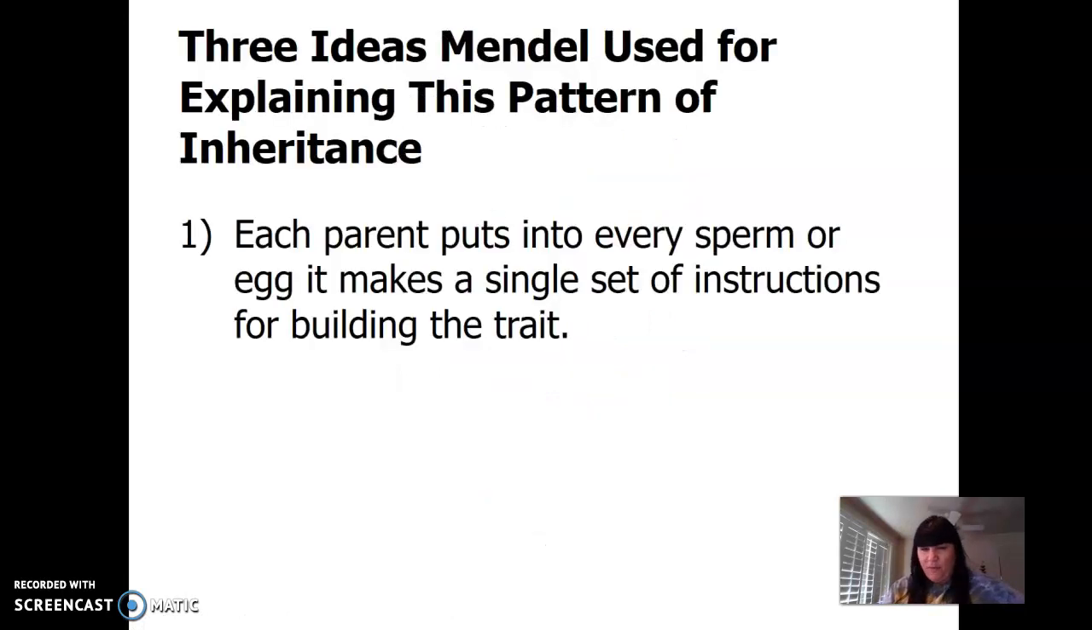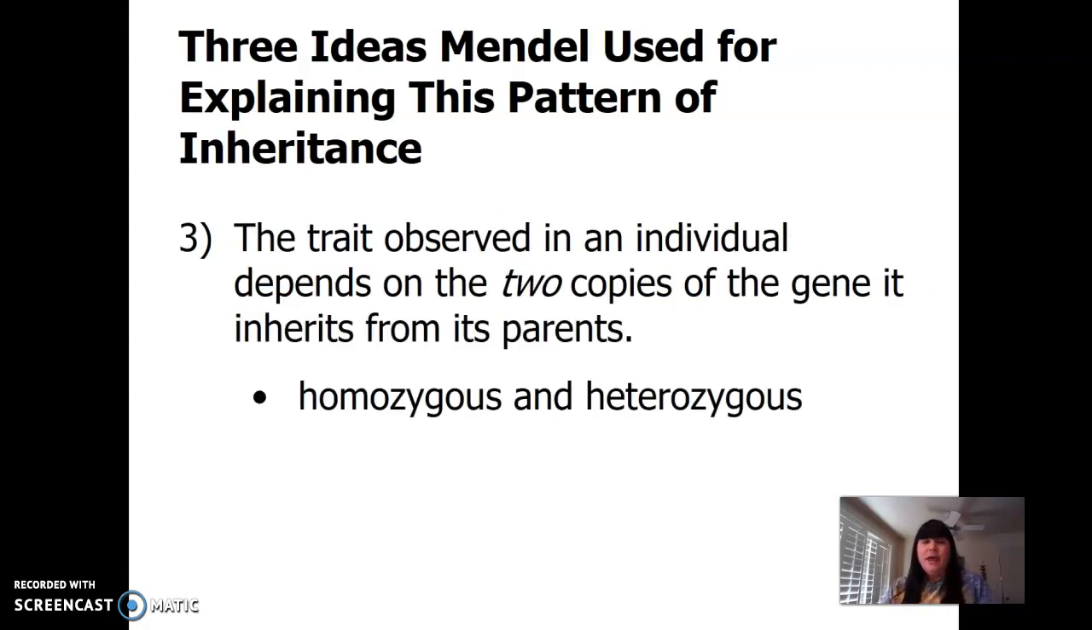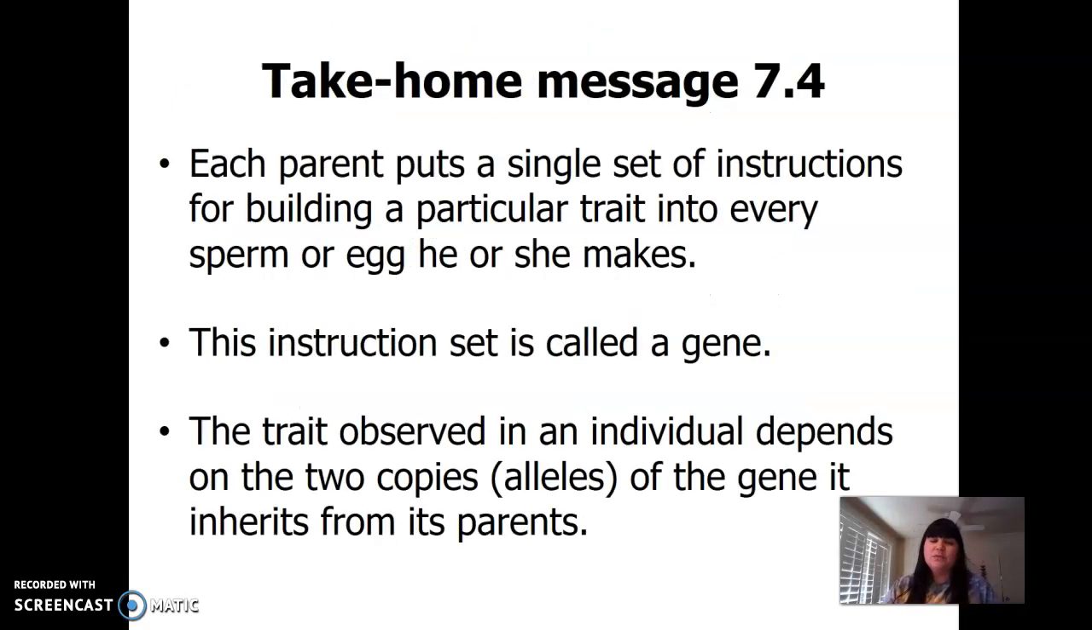It'll be very helpful. So Mendel said each parent puts into every sperm or egg a single set of instructions. The offspring receive two copies of the instructions for each trait. And it says the trait observed depends on the two copies. So there's homozygous, heterozygous. We'll talk about that.